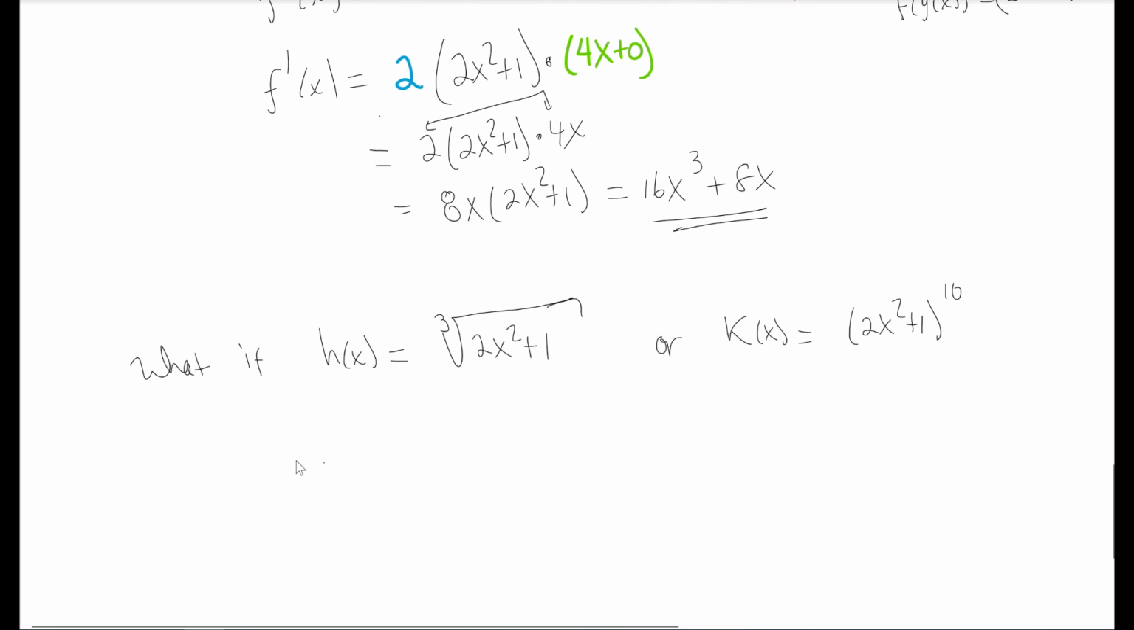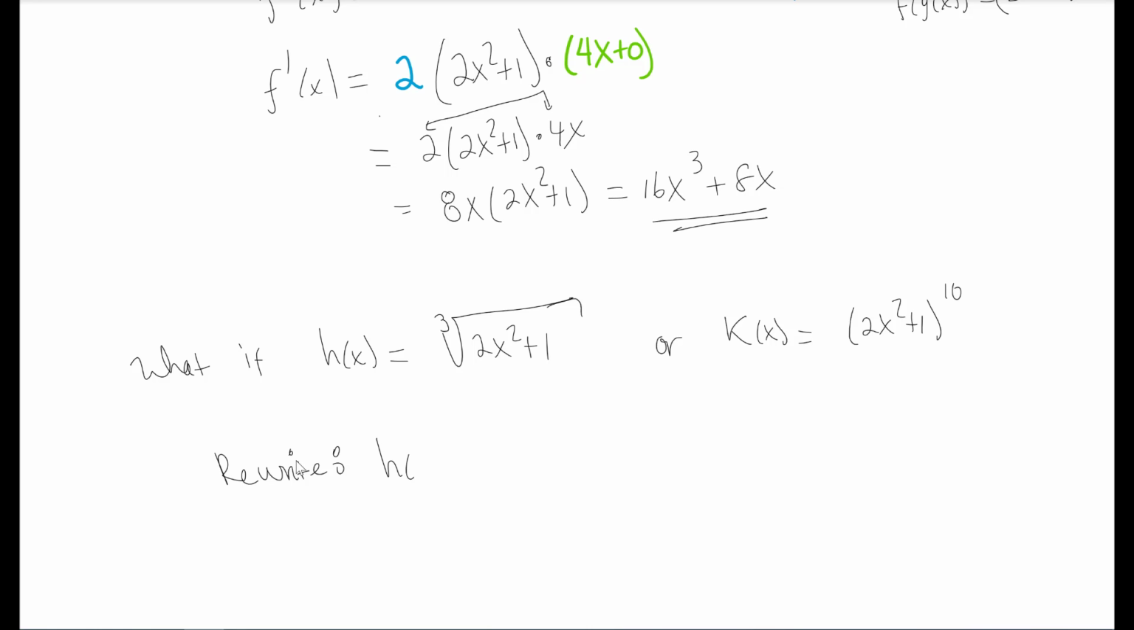So here I'm going to have h prime of x. Well, first actually, we have a cube root, and that doesn't look like something nice. So let's rewrite it. And by something nice, I mean we want to make it look like a general power rule or product rule or quotient rule. In this case, we just need the chain rule.